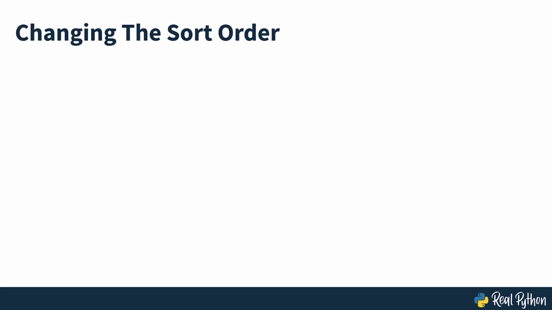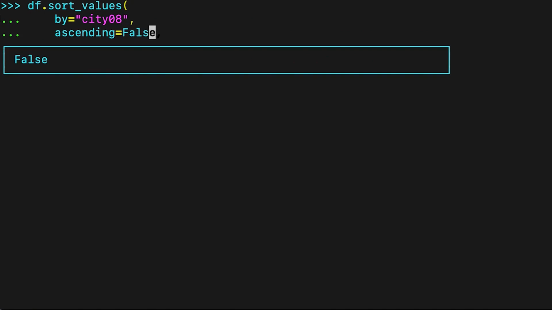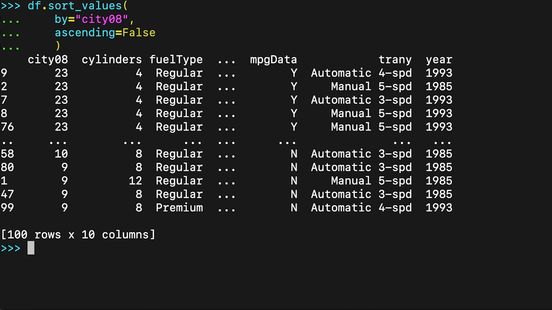Another parameter of sort values is ascending, which by default is set to true. If you want the data frame sorted in descending order, then you can pass false to this parameter, as seen on screen. By passing false to ascending, you reverse the sort order. Now your data frame is sorted in descending order by the average miles per gallon measured in city conditions. The vehicles with the highest miles per gallon values are in the first rows.